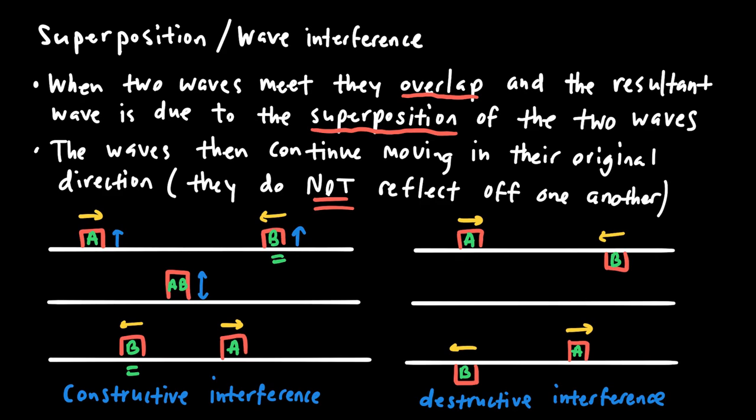Now, in general, what I have drawn on the left is something that's referred to, importantly, as constructive interference. Here, the amplitudes pointed in the same direction, so when the waves combined, they produced a larger amplitude. They constructed a larger amplitude.